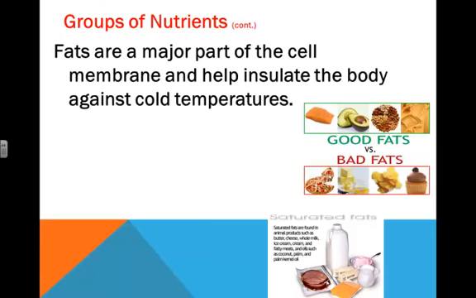Fats are a major part of the cell membrane, and they help to insulate the body against cold temperatures. We looked at the hypodermis, the subcutaneous layer, and what was it? Fat cells, and they were for insulating.